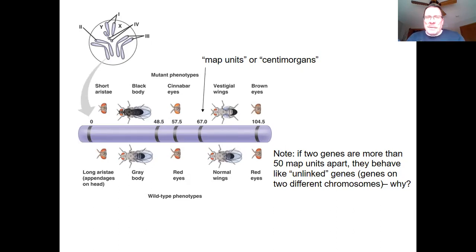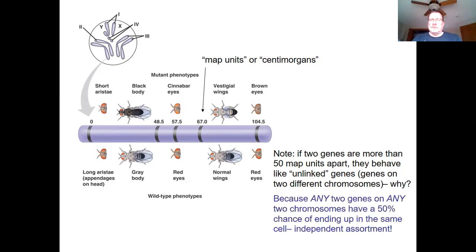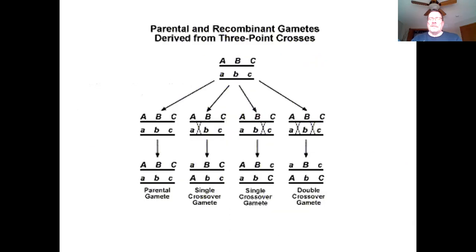And so here are some map units, or centimorgans, to give you an idea of things in the fruit fly. Notice that if they're over 50%, they behave as if they are not linked, as if they're on two different chromosomes, because two different chromosomes have a 50-50 shot. All right. And how we do that is with 3-point crosses.